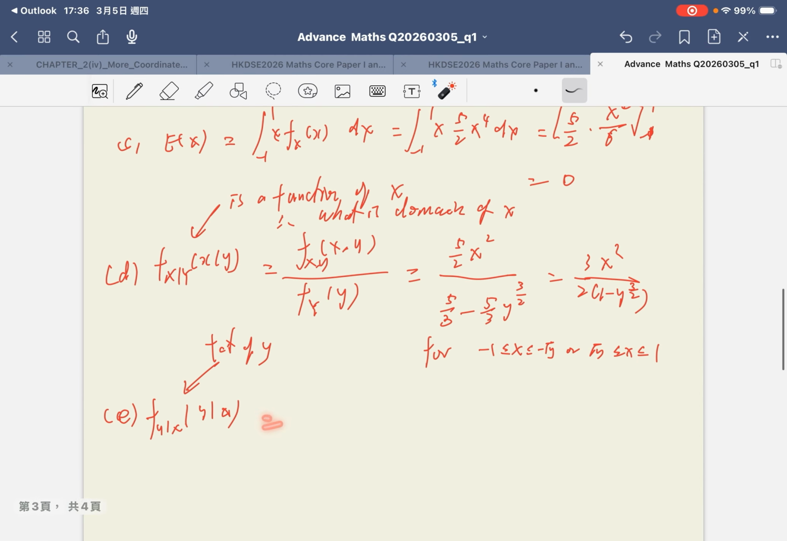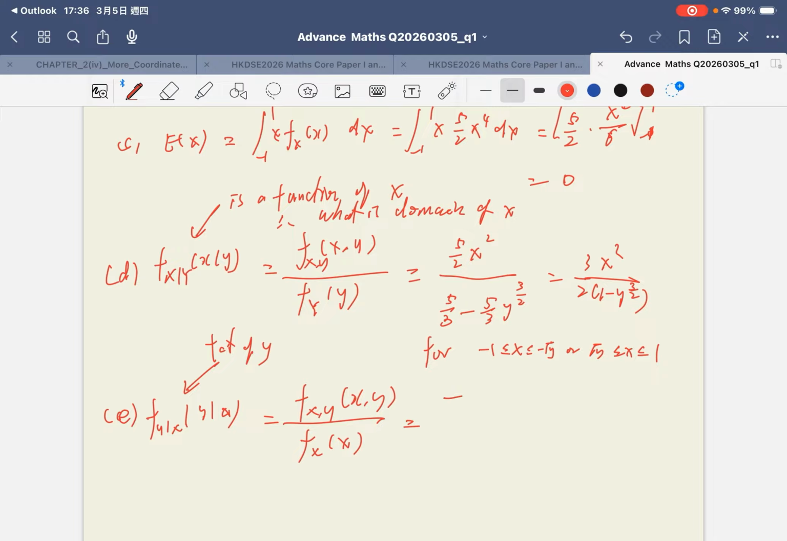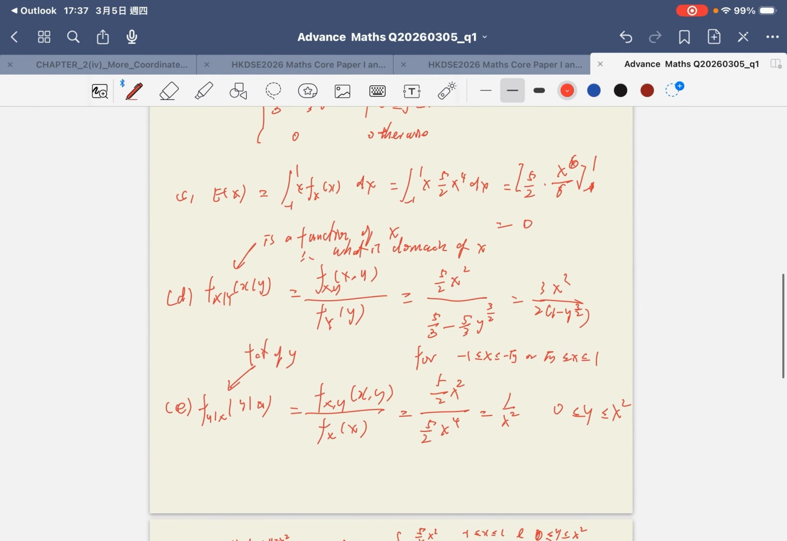Okay, by definition, it is the bivariate joint PDF over the marginal function of x. The marginal function of x is 5 over 2 x to the power 4, and the joint PDF is 5 over 2 x to the power 2. That is 1 over x squared. Then the domain of y should be 0 to x squared. That is the answer of this part.